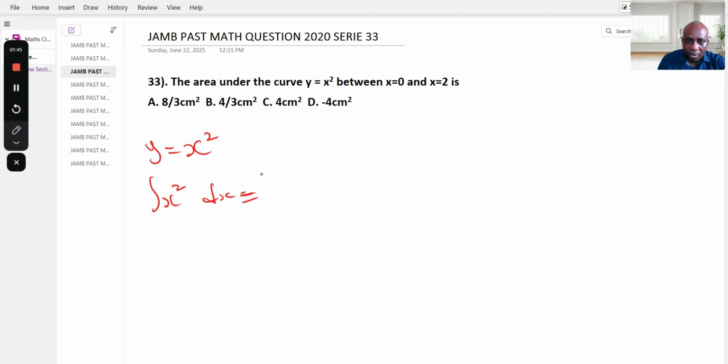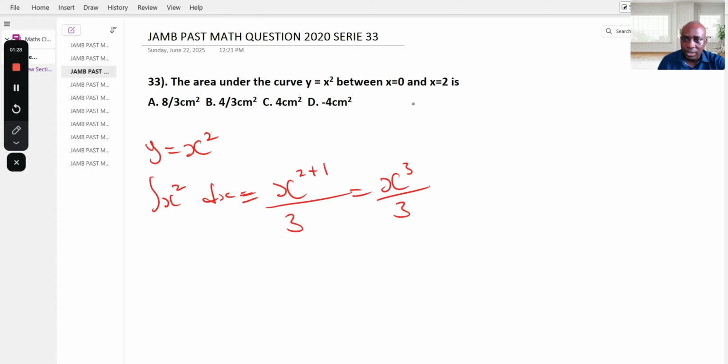Therefore, for our answer, we are just going to add 1 to the raised power, and whatever it gives us, we use it to divide. x raised power 2 plus 1, that's 3, divided by 3. Therefore, x raised power 3 over 3, isn't it? We have gotten this one.